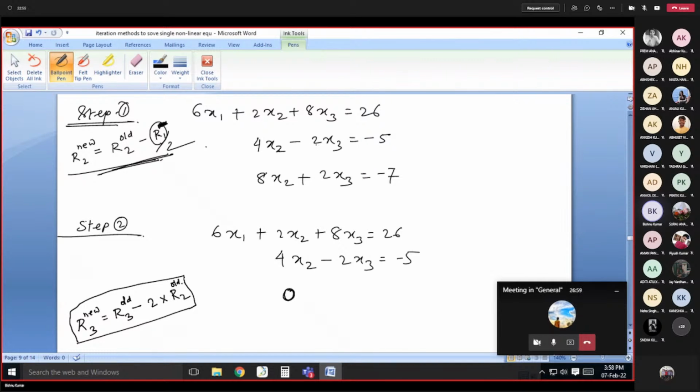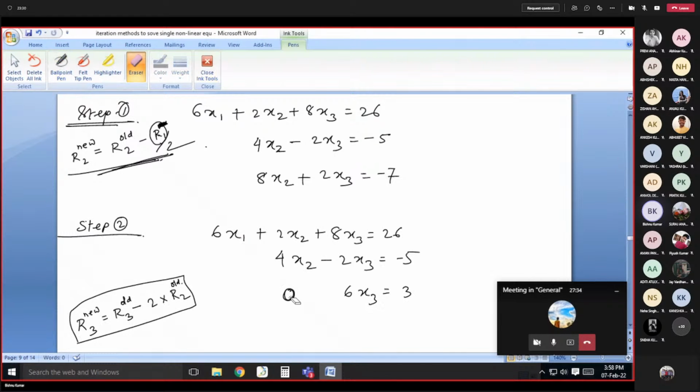What will be this position? 2 minus 2 into 2, and plus that 2 is minus, minus minus plus, so this will be plus 2. 2 minus minus plus 2 into 2 means 4, plus 4 or 2, 6. 6x3 equals minus 7 minus minus plus 5 into 2 means 10. Minus 7 plus 10 means 3.